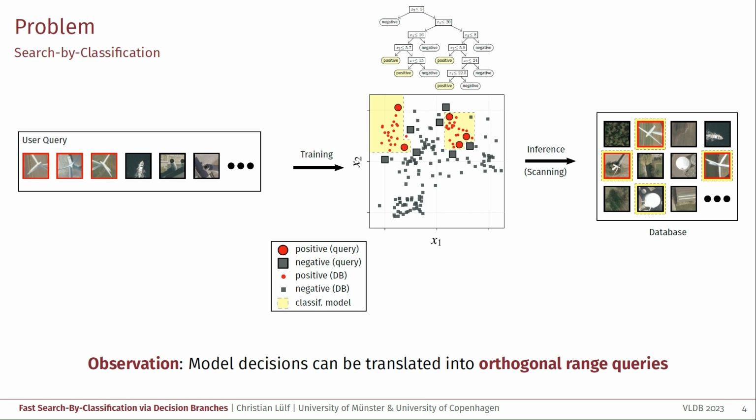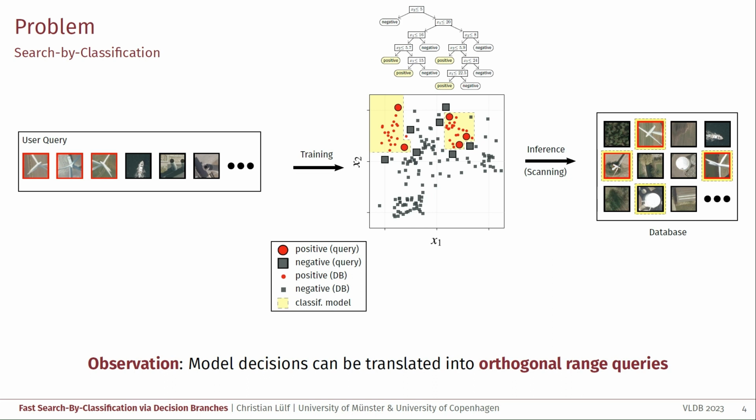Our approach is founded on the observation that we can translate the classification models of tree-based machine learning models, like decision trees, into range queries. In the given plot, we see an exemplary classification model of a decision tree, which is shown on top of the plot.